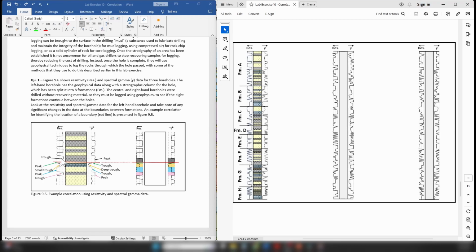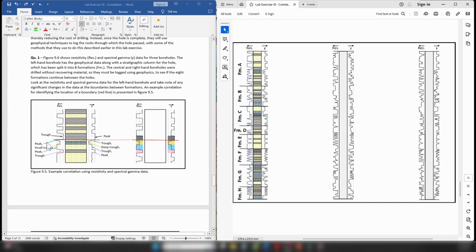So, for instance, over here on the left-hand column, you can see we have a boundary marked out here in red. So we have a formation above the boundary and a formation below the boundary. And I have selected this to be the boundary between the two formations. So over here in the spectral gamma, you will notice you obviously have a peak, a trough, etc.